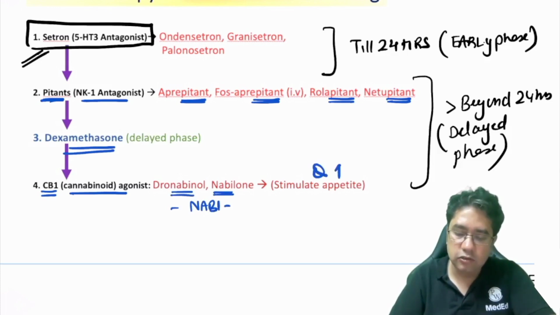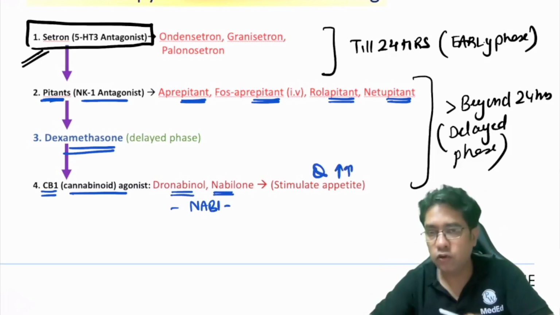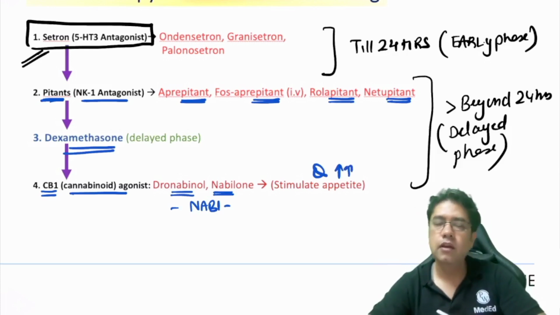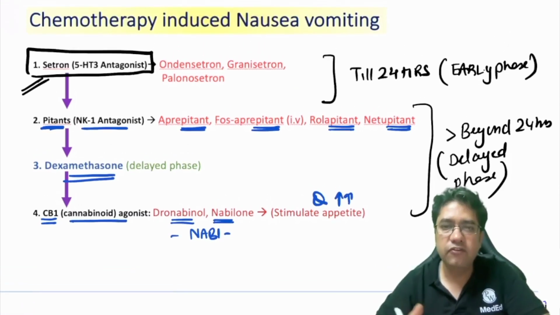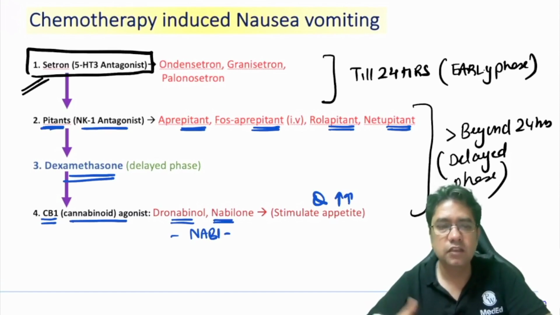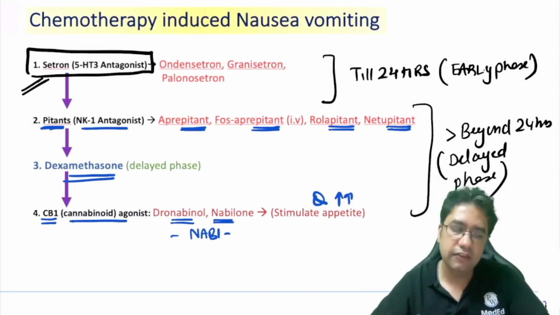And these drugs also stimulate appetite, which is a good thing in cancer patients because they suffer from severe weight loss. So CB1 has one additional effect also.